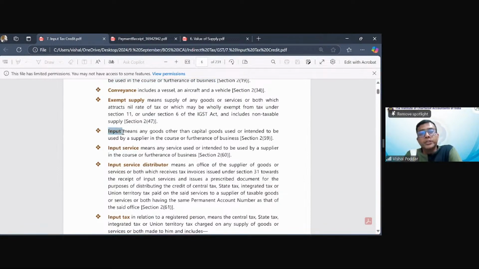The second definition, which is the opposite of capital goods, is input. Input has again been defined to mean goods other than those which you have capitalized. So simply, all the goods that are coming into your business are bifurcated into two categories only for the purpose of ITC. Either they would be capital goods, and if not, they all would go in inputs.